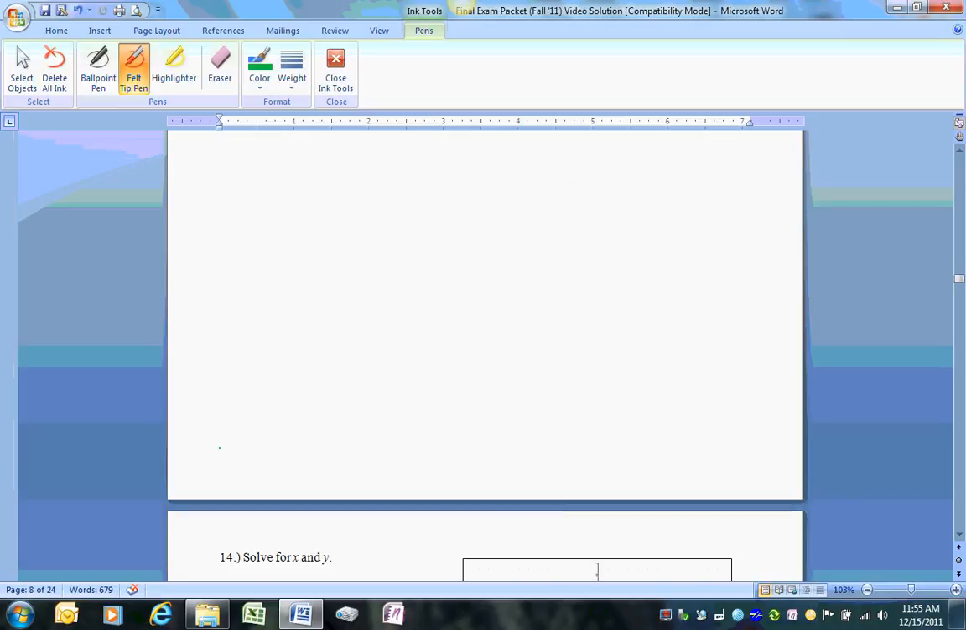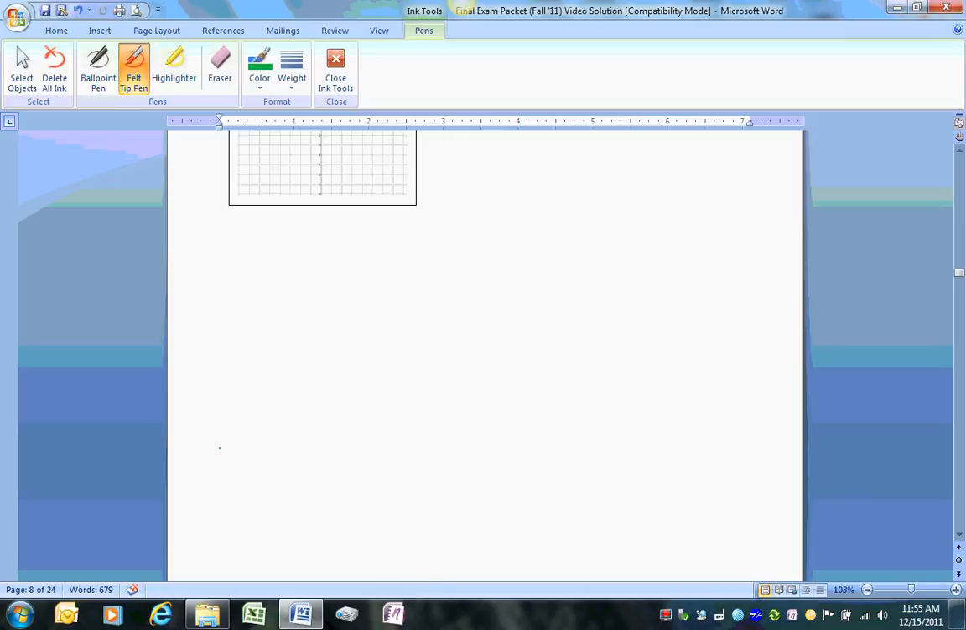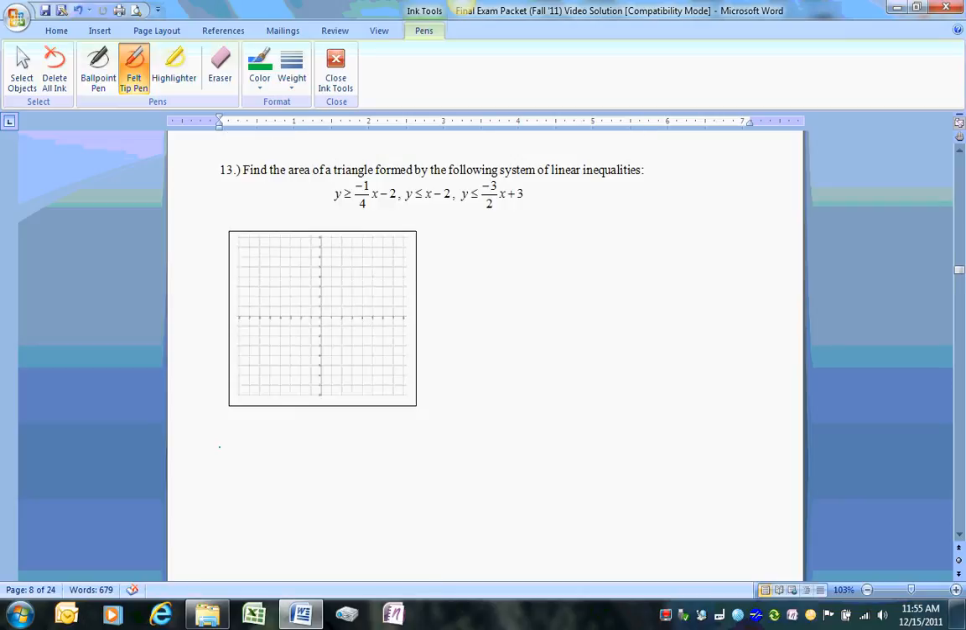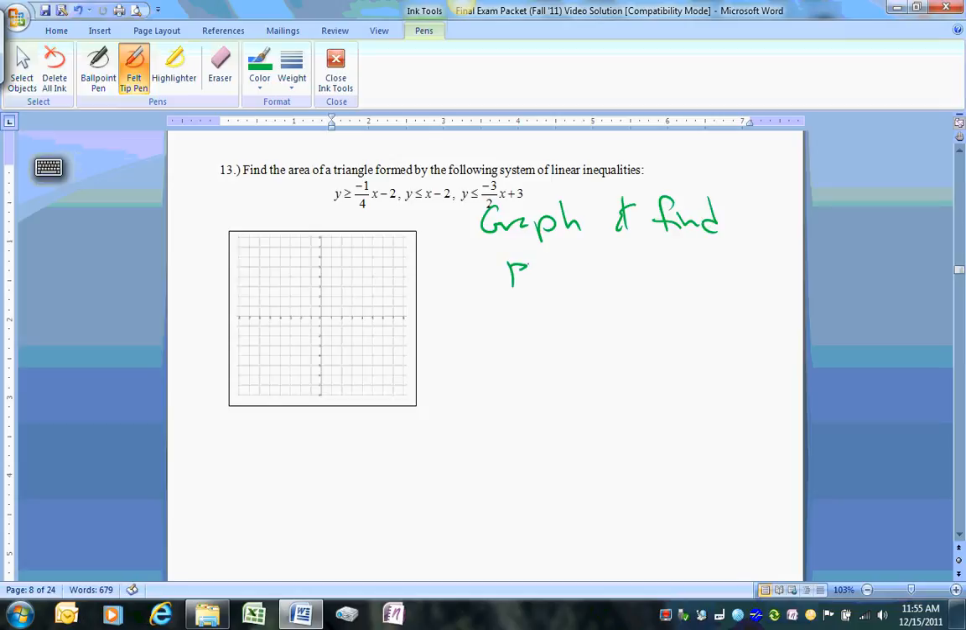Number 13. And then I'll stop the video again. Graph these first. And then find the points of intersection. And the good thing is I already put these in slope-intercept form. So let's use a ballpoint pen. -2. And you want to go down 1 over 4. Connect those two. Okay, I'm a little bit off there.